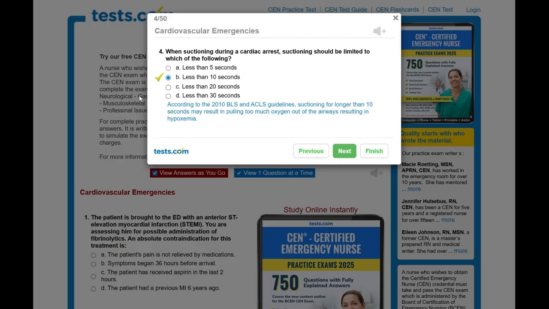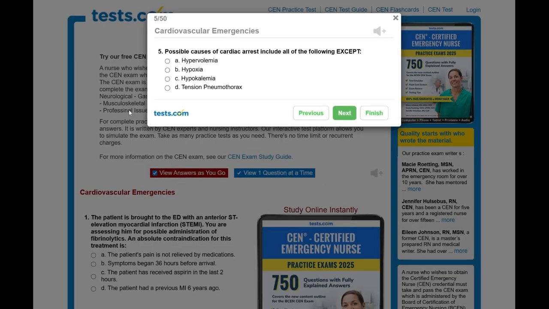B. Less than 10 seconds. According to the 2010 BLS and ACLS guidelines, suctioning for longer than 10 seconds may result in pulling too much oxygen out of the airways, resulting in hypoxemia.